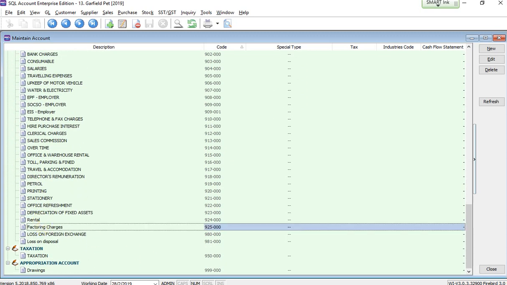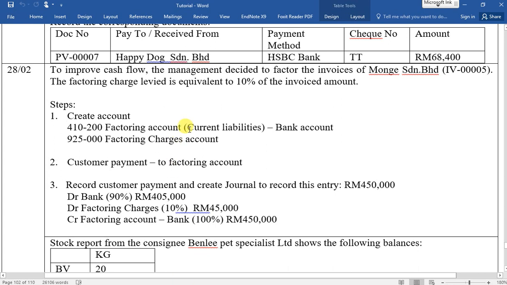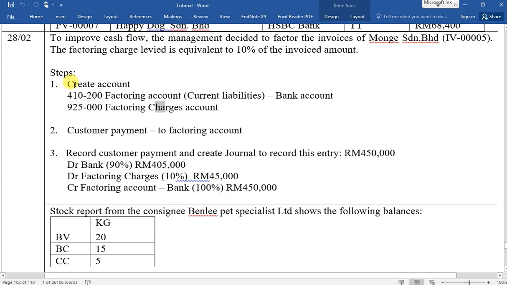Now, how do you know this is a current liability or this is under expenses? You have to know lah. Here they say factoring charges, so you have to know lah. The account number starting with 4 means it's a liability. Starting with 9, with charges, you should know this is expenses. So at this level you have to know, right? Just like some of you asked me about accumulated depreciation, do I need to tick it as a special account or not? You need to know, right? After one semester you should know. Okay? So this is the first step, create the accounts.